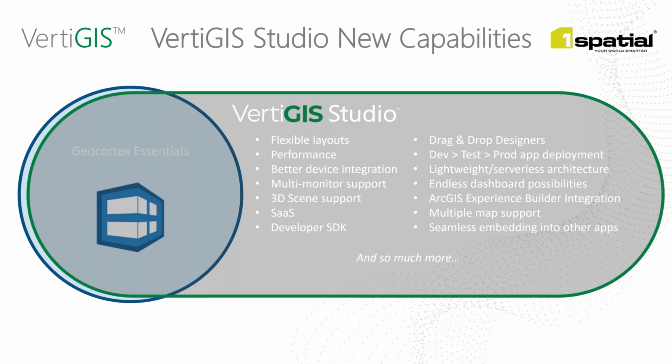So essentially what you've got is Geocortex Essentials and the new VertiGIS Studio. VertiGIS Studio is almost everything that's in Essentials but more. So you've got software as a service, you've got better device integration, you've got multi-monitor support for 3D. There's a new dev test prod app development, which I'll show you, which is really, really powerful. Multiple map support, so 2D and 3D. And you can also add new different designers and new different layouts, and you'll see that as well.